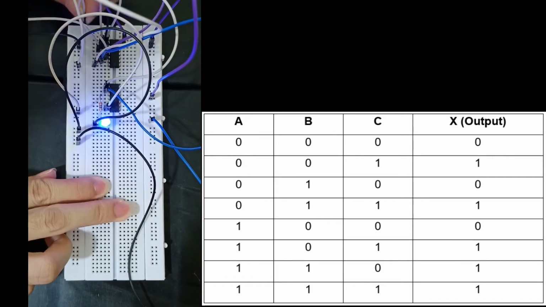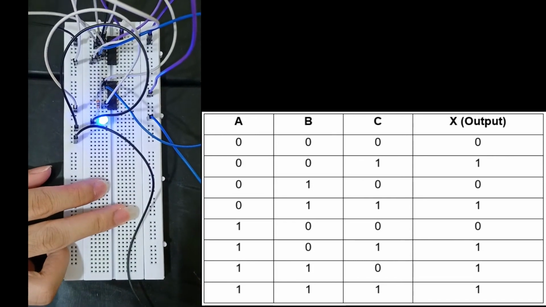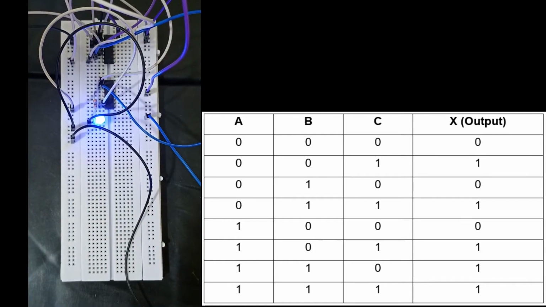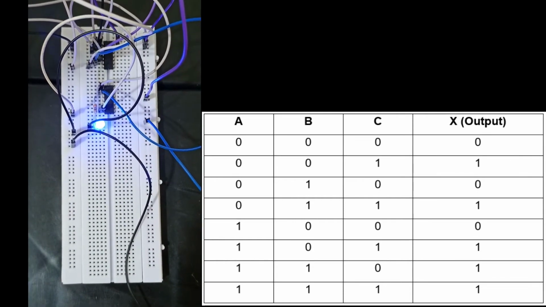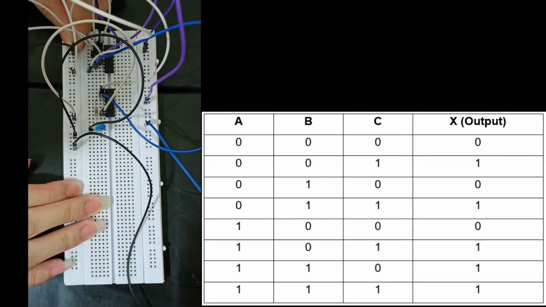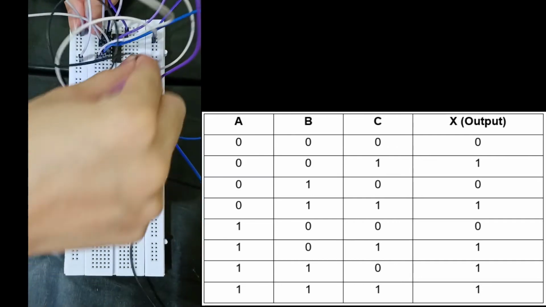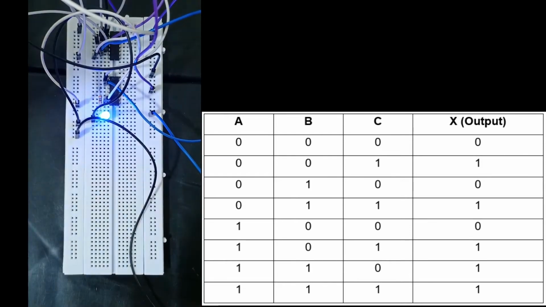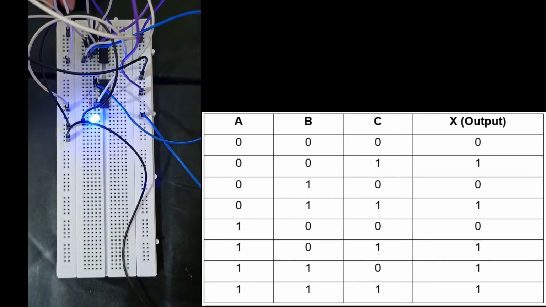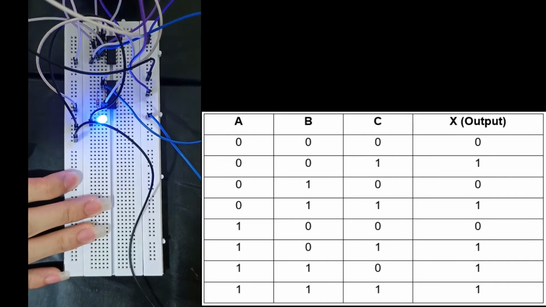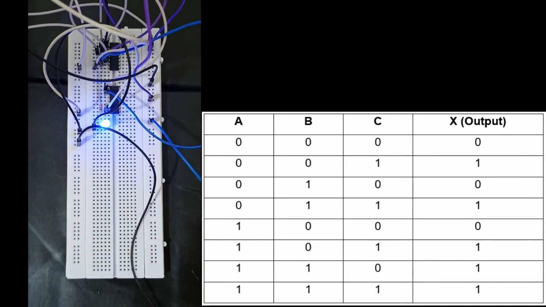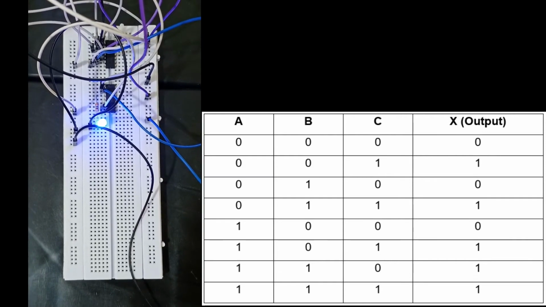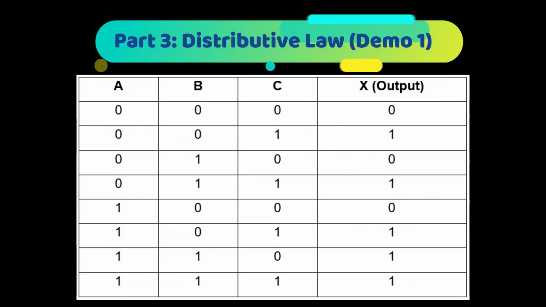For inputs 1, 0, and 1, the output will be on. For inputs 1, 1, and 0, the output will be on. If all of the inputs are 1, the output will be on. And here are the results.